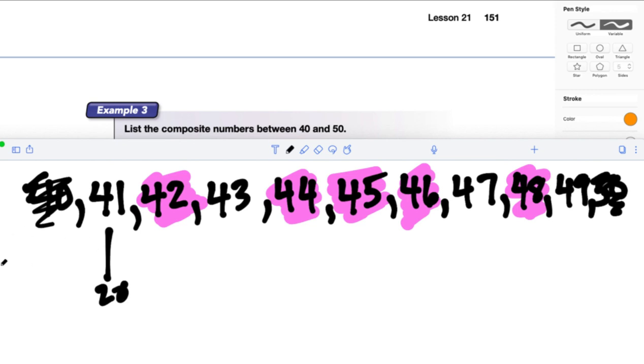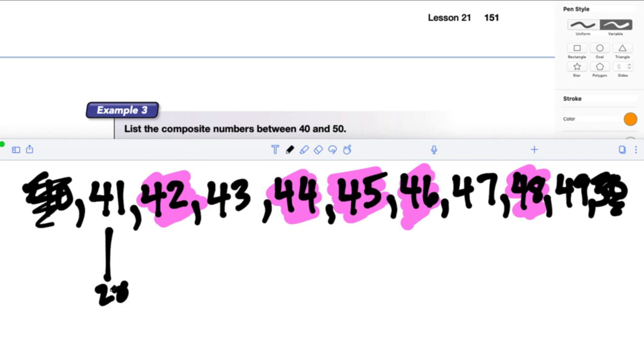So we know 1 goes in there. That's not impressive. 2 does not. It's not even. 3 does not. There's a clever test to use for 3. If you add up all the digits of a number, so 4 plus 1 is 5, if 3 can go into that sum, then 3 goes into the number that you were talking about. Since 3 does not go into 5, 3 does not go into 41. That only works, by the way, with 3 and with 9, but we'll talk about that later. So 3 doesn't go in there.